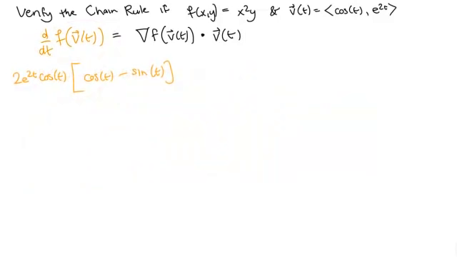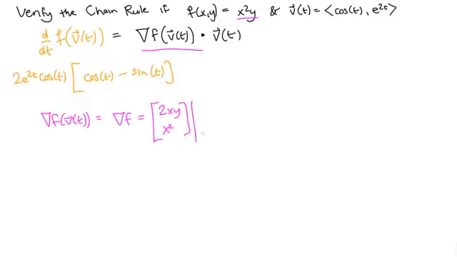Now let's focus on the right-hand side of the equation and see if it matches. So first, let's work out the gradient of f at v of t. Let's first work out the gradient of f. The gradient of f is going to be the vector whose first component is the derivative of f with respect to x, so 2xy, and whose second component is the derivative with respect to y, x squared. And so now we can plug in the point cosine of t, e to the 2t, the gradient of f evaluated at v of t. So that's going to be the vector 2 times x times y, and the second component will be x quantity squared.